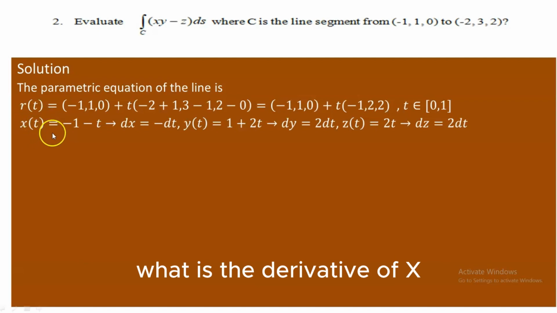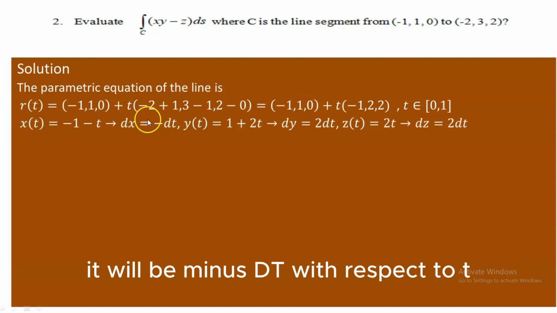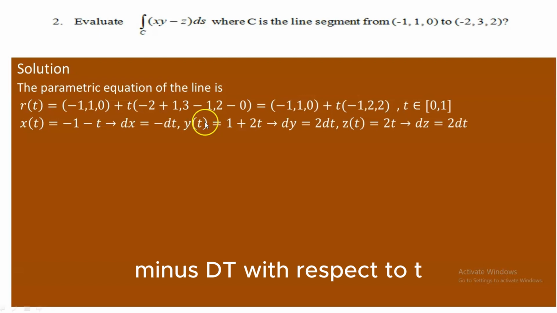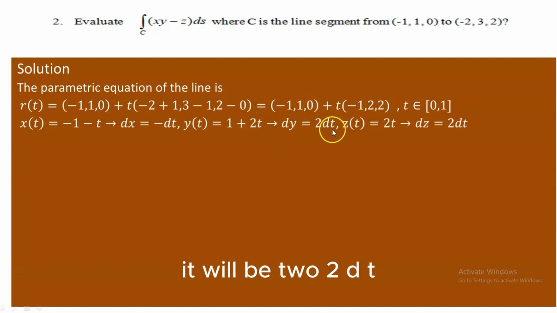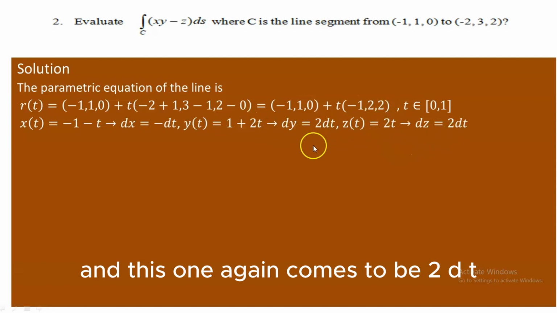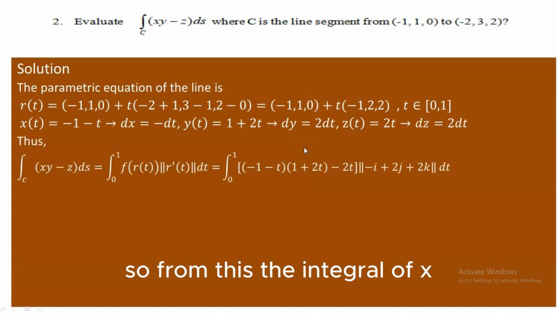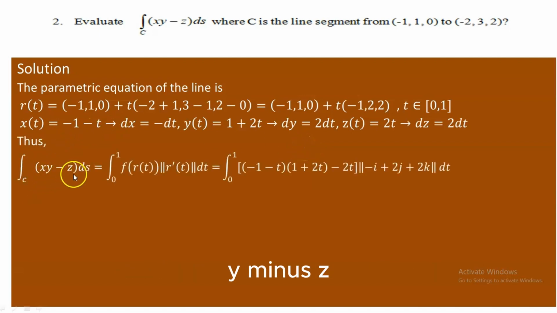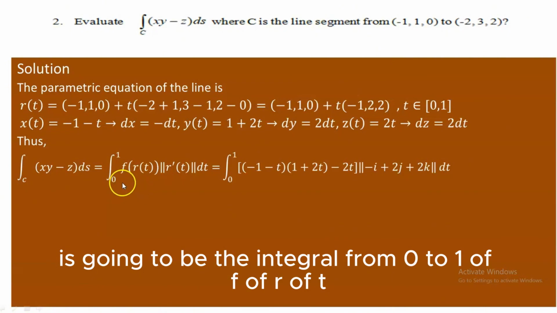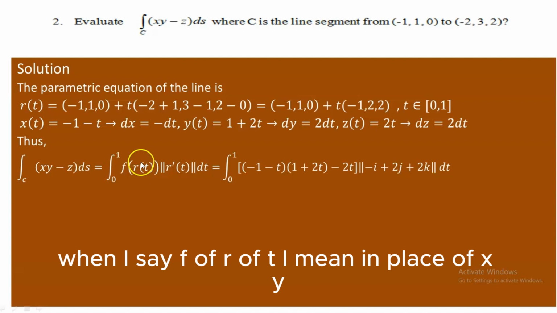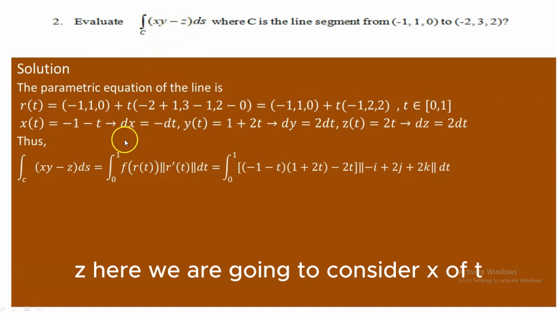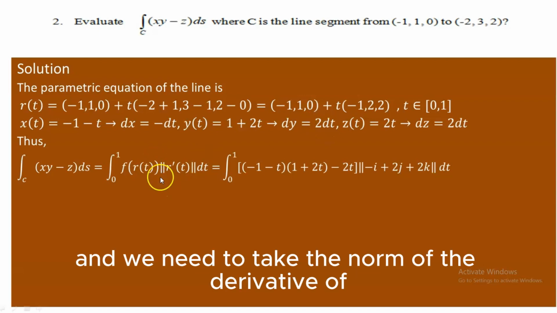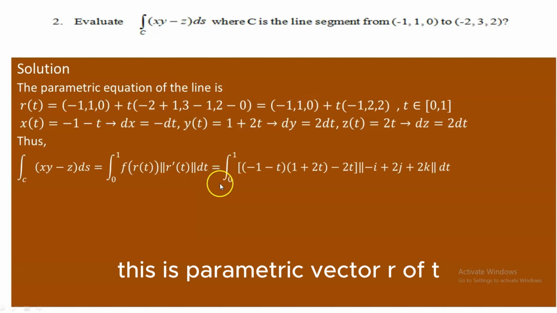What is the derivative of x? It will be minus dt with respect to t, then 2 dt, and this one again comes to be 2 dt. So from this, the integral of xy minus z ds is going to be the integral from 0 to 1 of f of r of t. When I say f of r of t, I mean in place of x, y, z we consider x of t, y of t, and z of t, and we need to take the norm of the derivative of this parametric vector r of t dt.